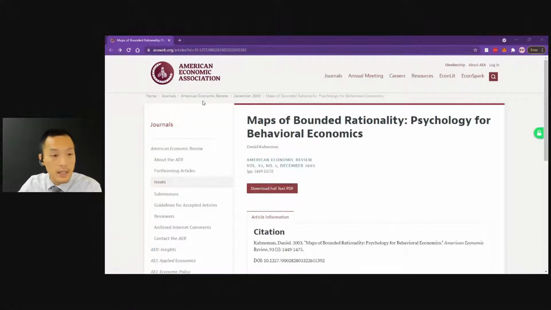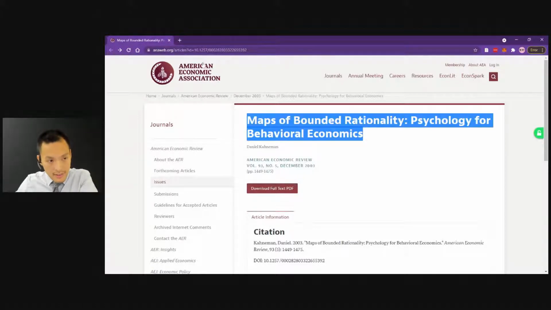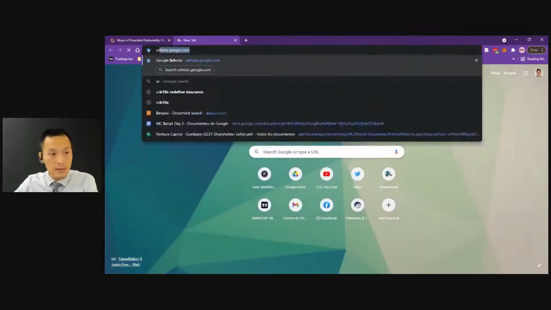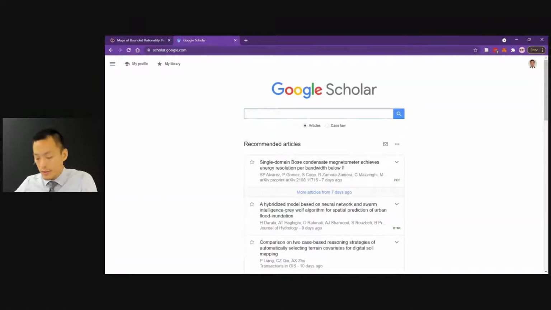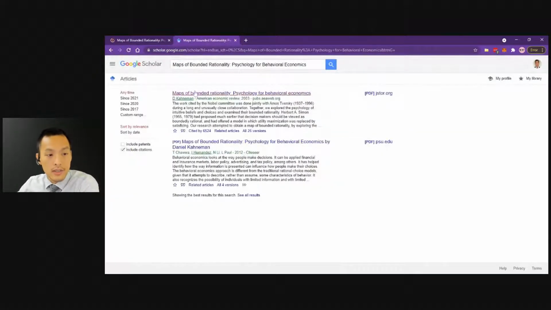So this one, immediately, if you just try to find this paper on Google Scholar, right? And then you just click on it and you try to download it, you will see that you cannot download this paper.